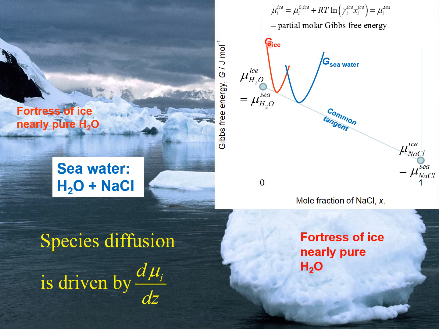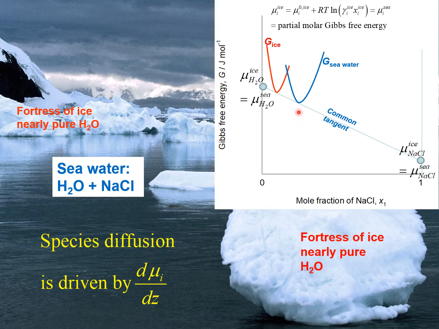This graph plots the Gibbs free energies of ice and of seawater as a function of the mole fraction of sodium chloride, x1. The thermodynamic equilibrium is described by the common tangent. The common tangent intersects the y-axis at this point, in which the chemical potential of water in the ice fortress equals the chemical potential of water in seawater. At the other end, the common tangent intersects the x1 equal to 1 axis at the chemical potential of sodium chloride that is the same in ice and in seawater.